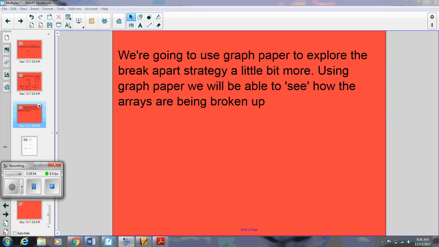Some of you can already do this. You already know exactly what it looks like. Some of you need a little more help to understand what we're actually doing when we break apart. And so we're going to use this today to break apart arrays so we can really see what's going on when I'm doing the distributive property.